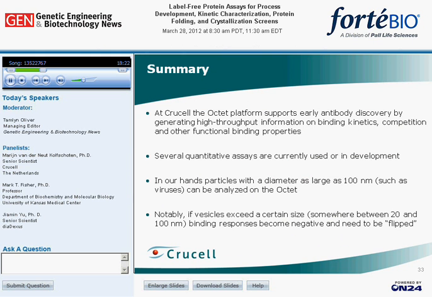I would like to end this webinar by summarizing the main applications and observations we did for the Octet. At Crucell, the Octet platform supports early antibody discovery by generating high-throughput information on binding kinetics, competition, and other functional binding properties. Several quantitative assays are currently used or in development. In our hands, particles with a diameter as large as 100 nanometer, such as viruses, can be analyzed on the Octet. Notably, if vesicles exceed a certain size, somewhere between 20 and 100 nanometer, binding responses become negative and need to be flipped. Next slide.